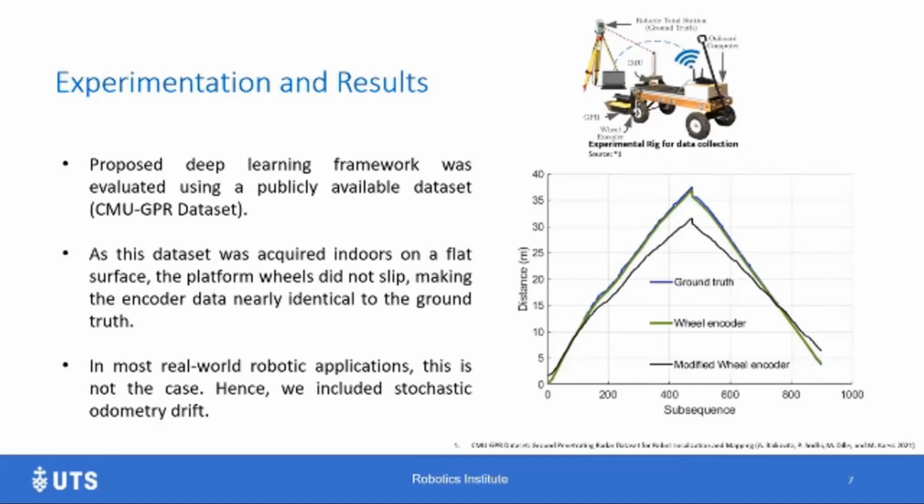So in this figure here, on this graph here, we can see the ground truth plotted in blue, which is very similar to the encoder readings plotted in green. And the black line here shows the altered wheel encoder odometry, produced by including the stochastic drift, which represents a more real-world robotic application.